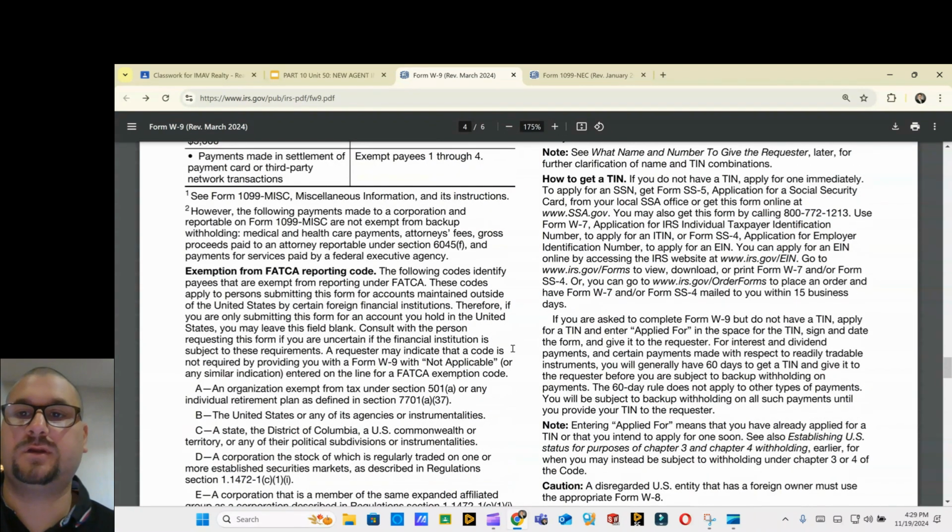How to get a TIN. If you don't have a TIN, apply for one immediately. To apply for a Social Security number, get Form SS-5, Application for a Social Security Card, from your local Social Security office, or get this form online at www.ssa.gov. You may also get this form by calling 1-800-772-1213. Use Form W-7.